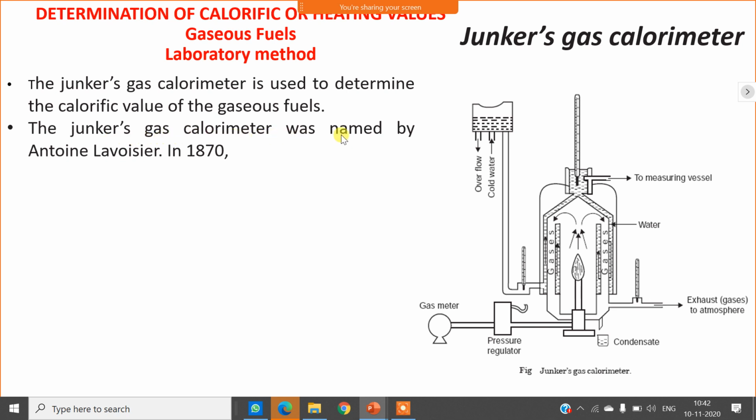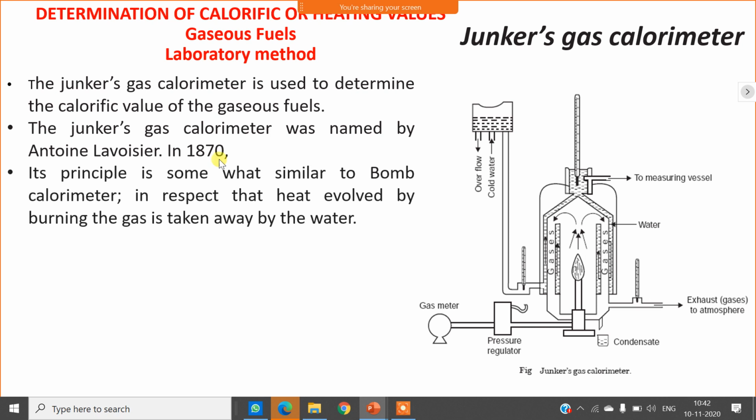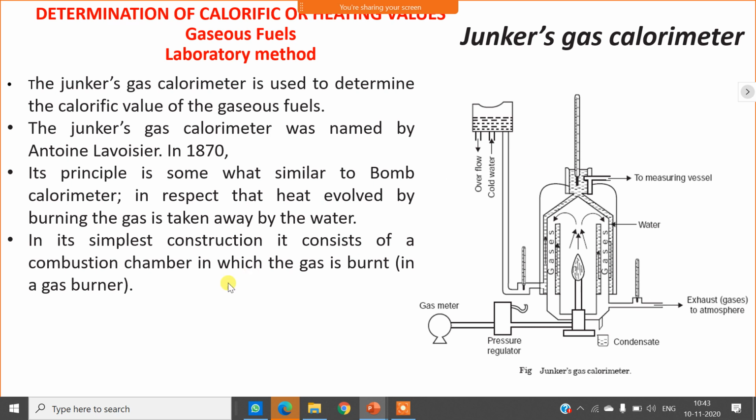The Junkers gas calorimeter was named after Antoine Lavoisier. This was the inventor of the Junkers gas calorimeter. It was invented in 1870. Its principle is somewhat similar to the bomb calorimeter in respect that the heat involved in the burning of gas is taken away by the water. In the bomb calorimeter also, the heat of combustion was taken away by the water.